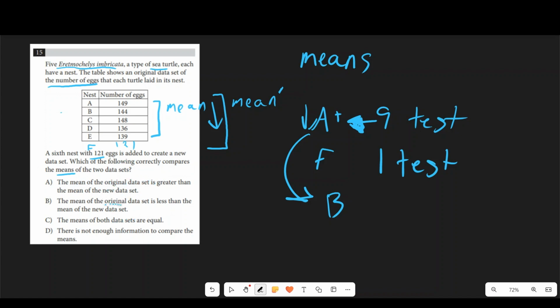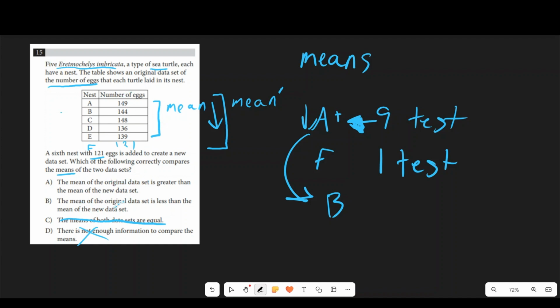So there's not enough information. That is just a trick. If you put that answer, you probably were guessing, so shame on you. The means of both data sets are equal. We know for a fact that's not true because they have different numbers of values, and we have this 121, so the means are definitely not equal.